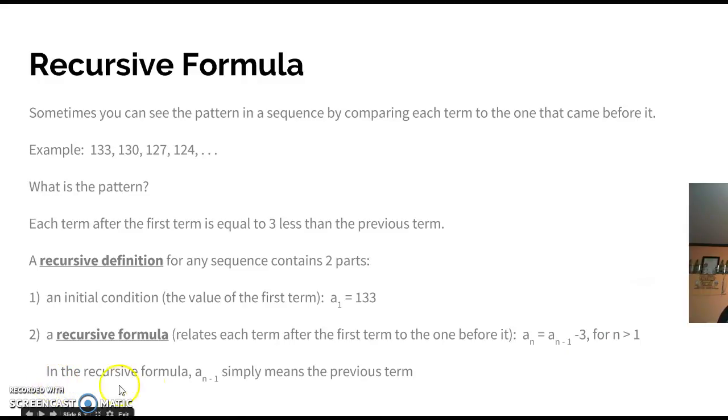Now, in that recursive formula, the a sub n minus 1 simply means the previous term. So if I'm looking for the 8th term, I use the 7th. If I'm looking for the 20th term, I use the 19th. I use the term previous to the one before it.